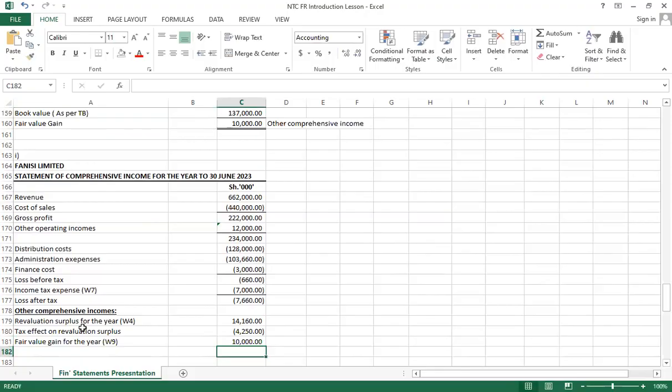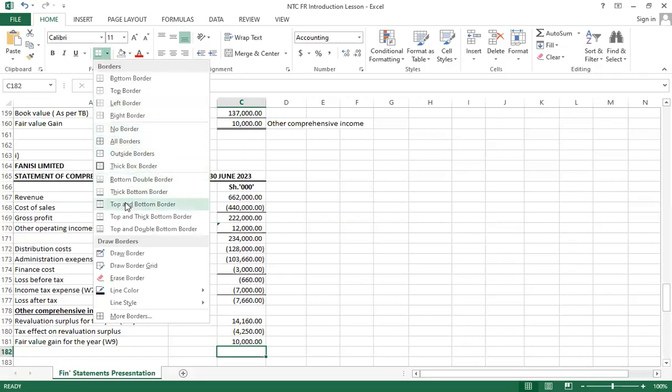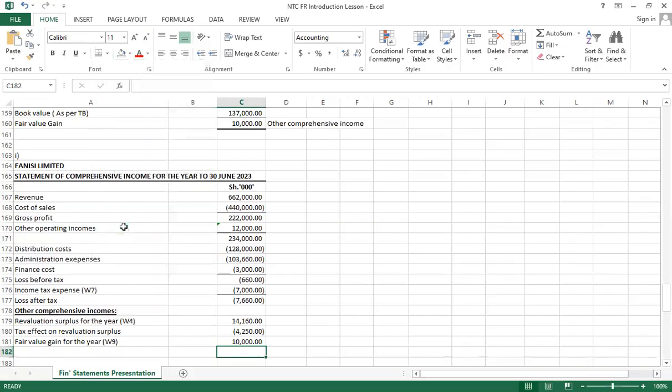So a surplus is a plus. That's why it's positive here. And then you reduce it by the tax effect on the surplus, which is this 4250. And then the fair value gain is also a plus, so you add it. For the fair value gain, we were not told that we should tax it. For that reason, the question never gave the tax on it, like we do have the tax for the revaluation surplus. And if that is the case, then ladies and gentlemen, we are done, yeah?